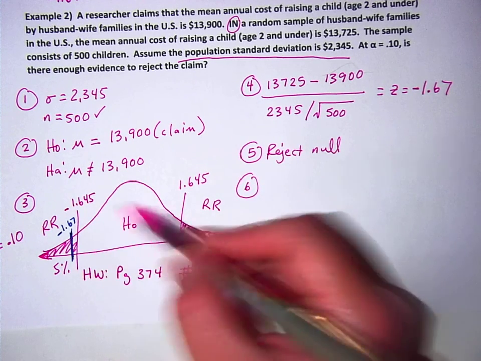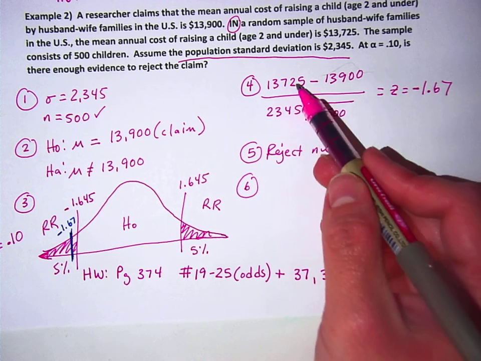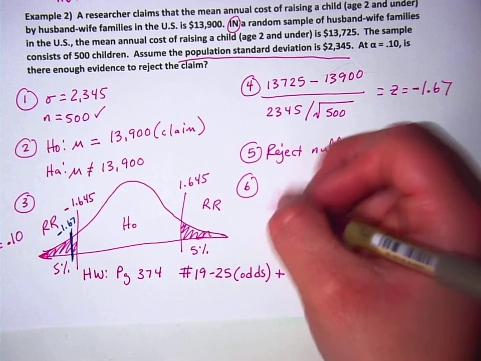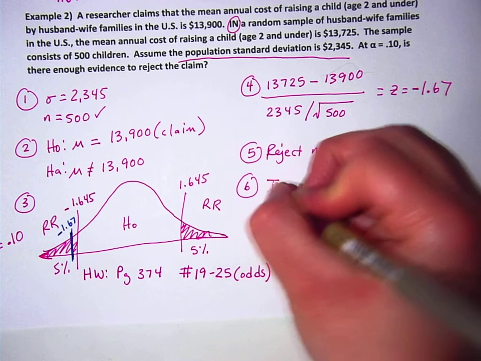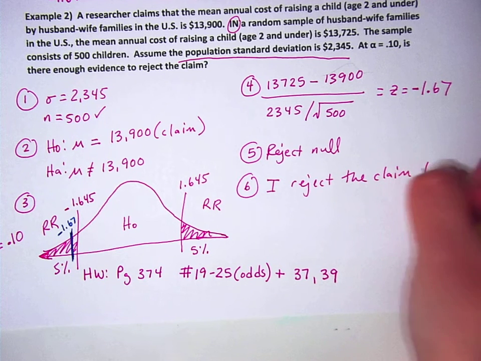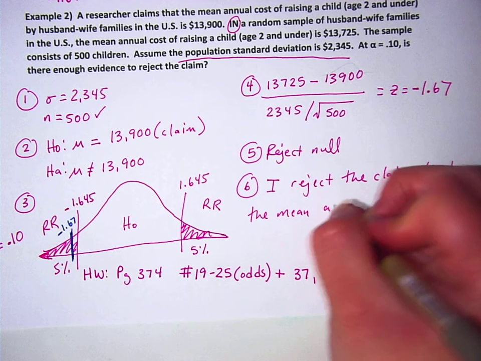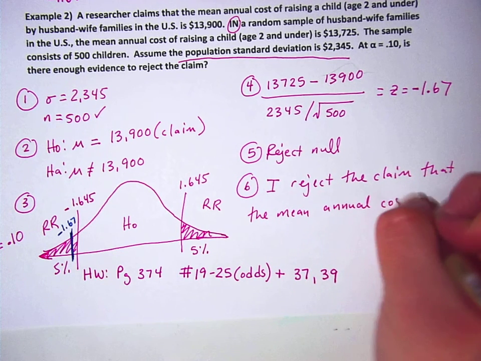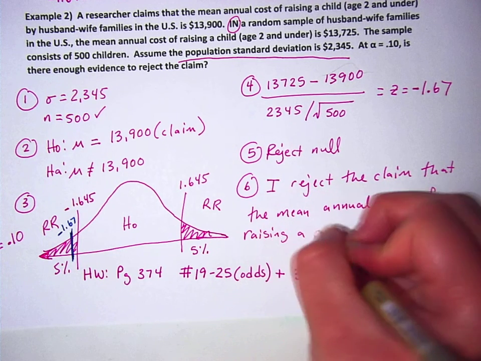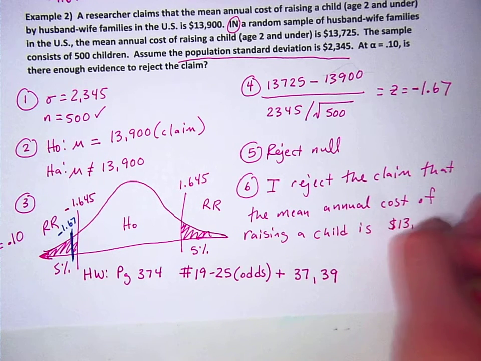It just wasn't close enough. It wasn't within this region here that it could possibly be equal to 13,900. It's not close enough if I want to be that certain. So I reject the claim that the mean annual cost of raising a child is $13,900.